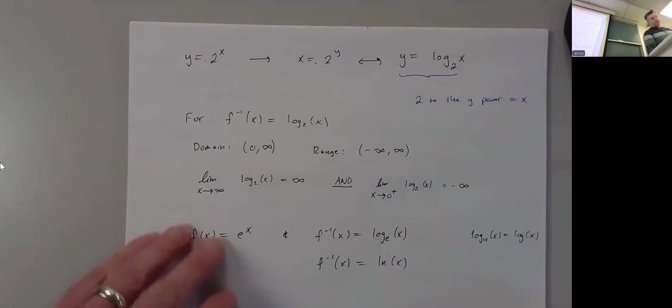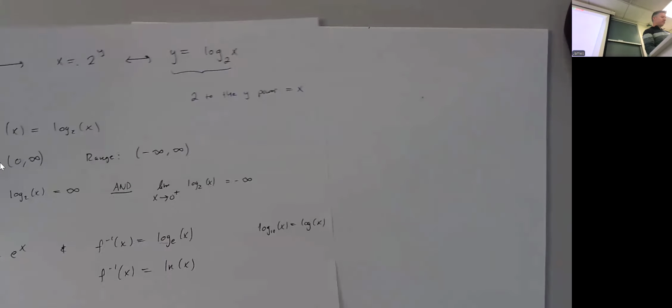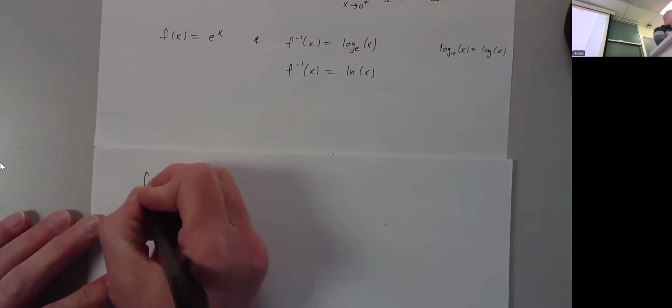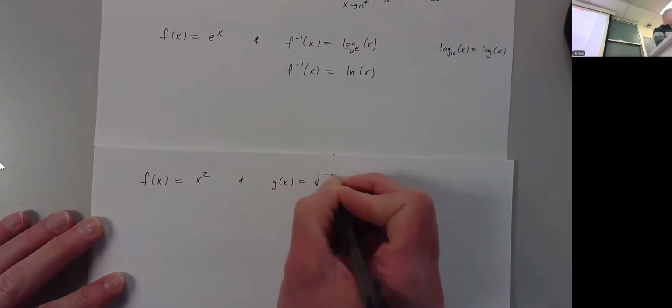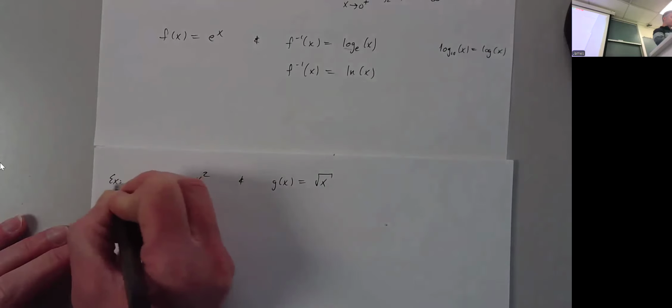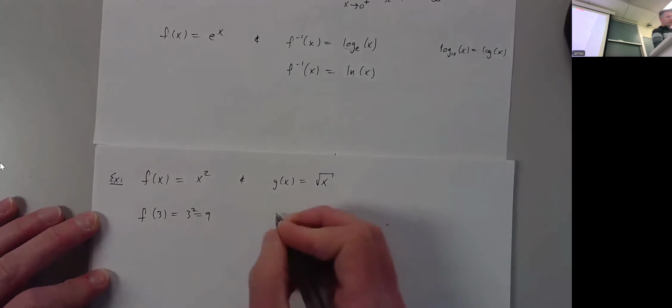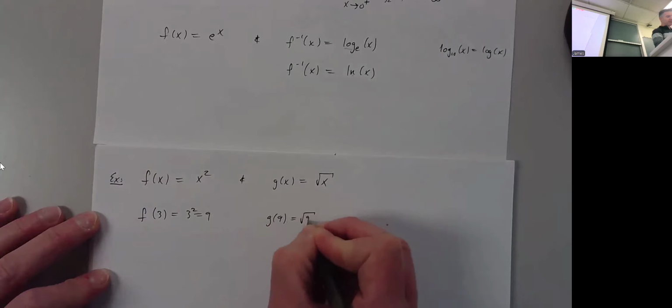Okay. So I wanted to point out 2 other things about inverse functions. One is that sometimes inverse functions aren't really inverse functions. The best example of this is probably f of x equal to x squared, and g of x equals the square root of x. Are these inverse functions that always undo each other? Kind of, but not really. Let me show you what I mean. f of 3 is 3 squared, which is 9. Cool. And g of 9 is the square root of 9, which is 3.